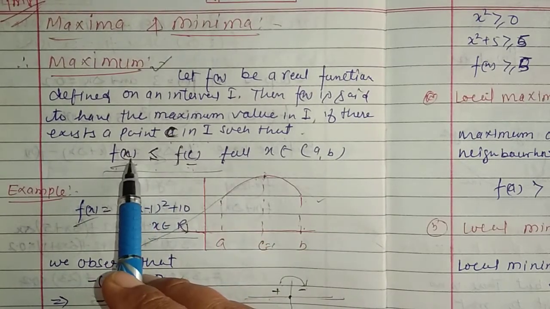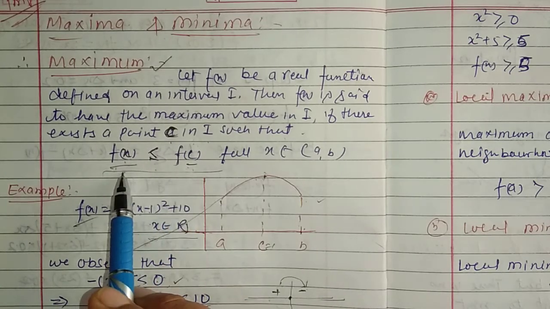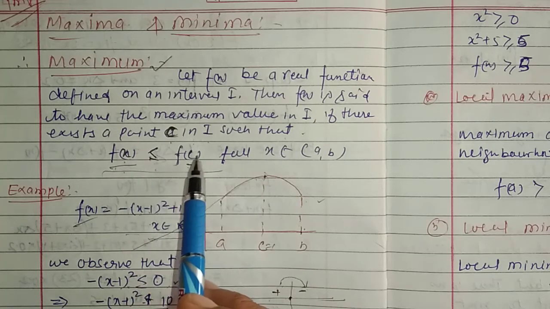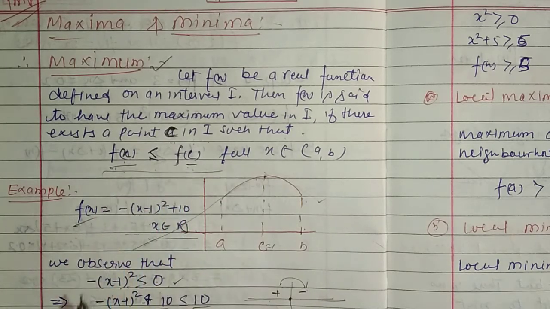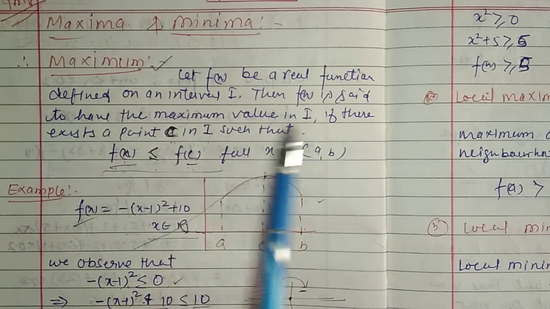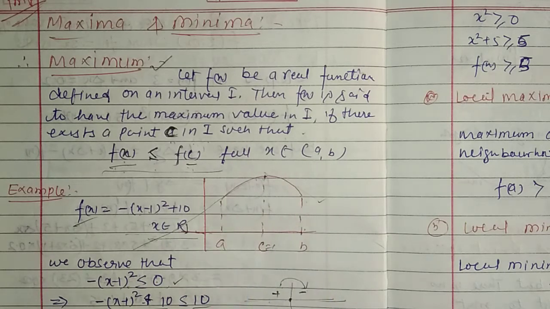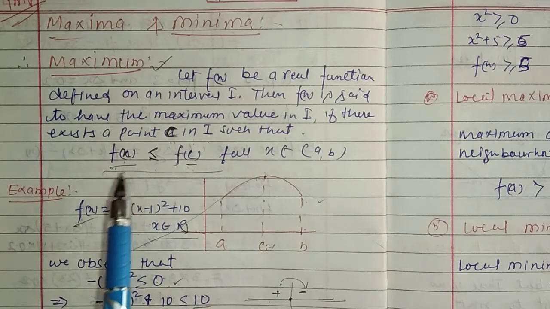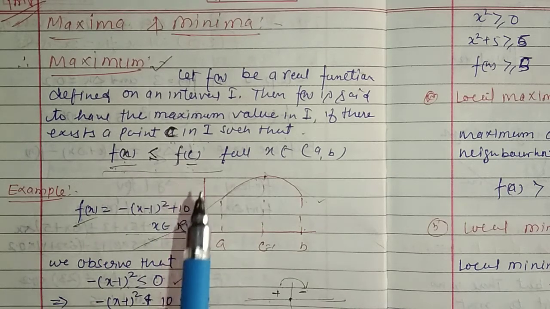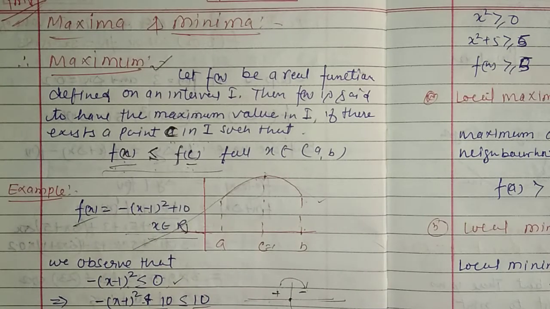So the value of the function at every point except C is less. Clear? It means C is the only point, or there can be more than one point, in the given curve that has a maximum value. C is the maximum point in the whole interval, where the value is greater than the function's value elsewhere. So f(x) is the value of the function, and f(c) is the value of the function at that point. Clear? We can understand it very carefully with the graph.